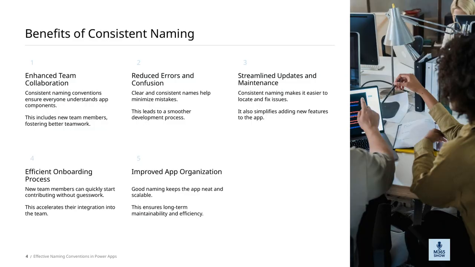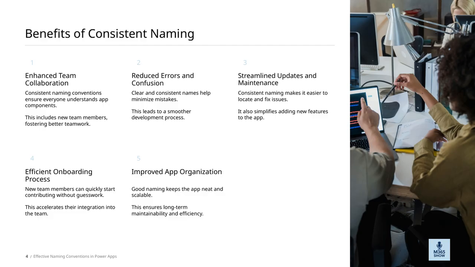Let's talk about the benefits of consistent naming in Power Apps. First, good naming keeps the app neat and scalable. When everything is clearly labeled, it's much easier to maintain and grow over time. This leads to long-term efficiency because you spend less time hunting down components or fixing issues. Next, consistent naming improves app organization. When new team members join, they can quickly understand how things are structured and start contributing right away, no guesswork involved. This really speeds up onboarding and helps everyone get up to speed faster.